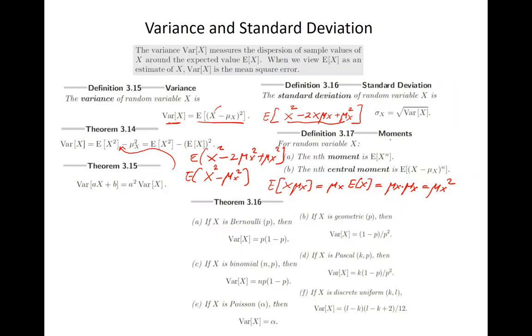Okay, we can also define moments. Moments is simply the expectation of x to the power n. And we can define the central moment, which is the normalized version of these moments by the mean value. And we can also define the standard deviation, which is the square root of the variance. So here is the list of the variance values for different random variables: Bernoulli, geometric, binomial, Pascal, discrete uniform, and Poisson random variables.